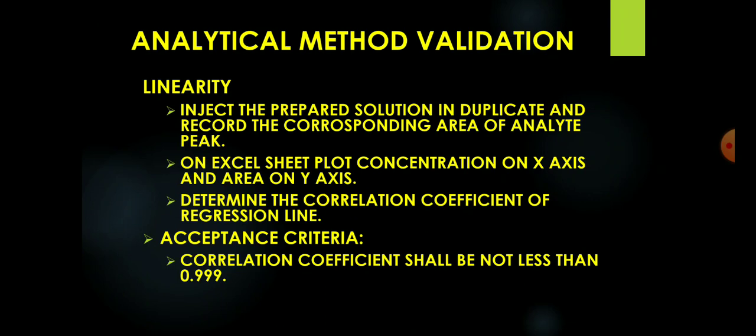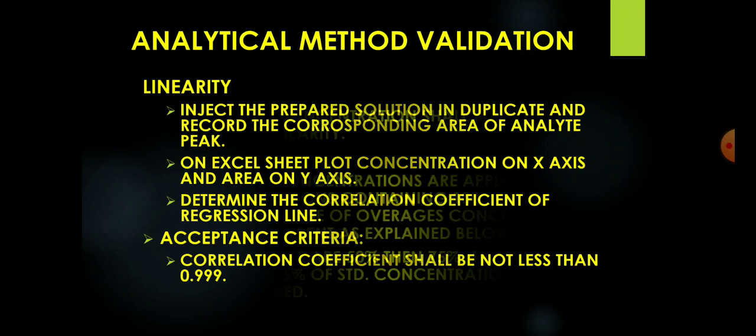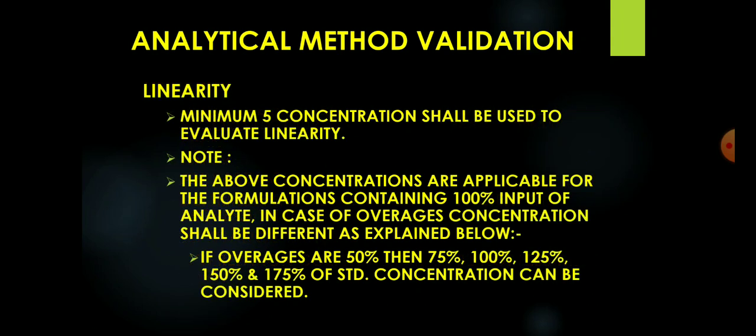Then these solutions need to be injected on the HPLC system and the chromatograms shall be recorded. Then on an Excel sheet we need to plot a graph in which on the x-axis we take the concentration, and on the y-axis the area is plotted. Then from this graph we need to determine the correlation coefficient of the regression line. The acceptance criteria for linearity is that the correlation coefficient shall not be less than 0.999. Minimum 5 concentrations shall be used to evaluate linearity.